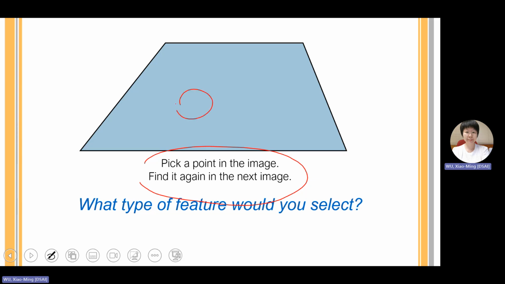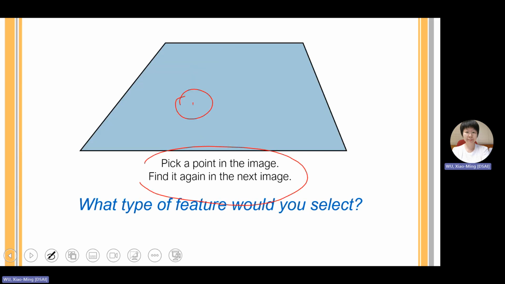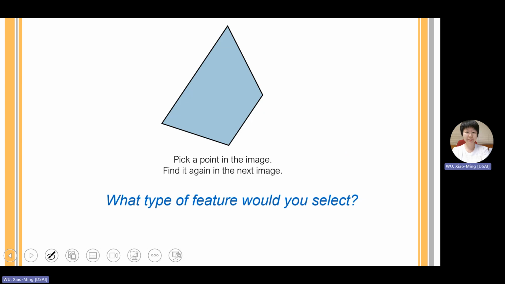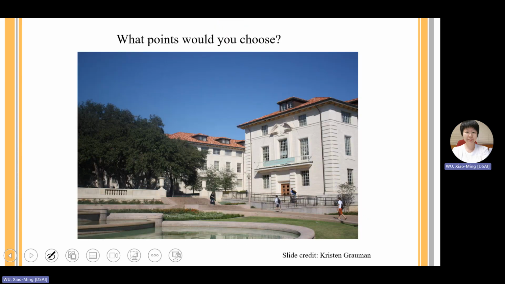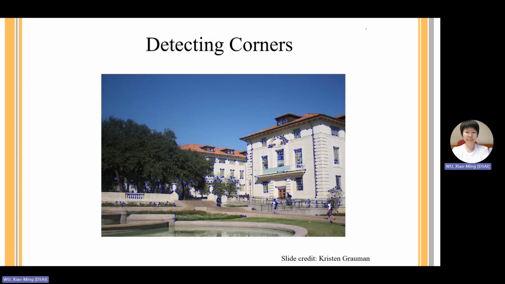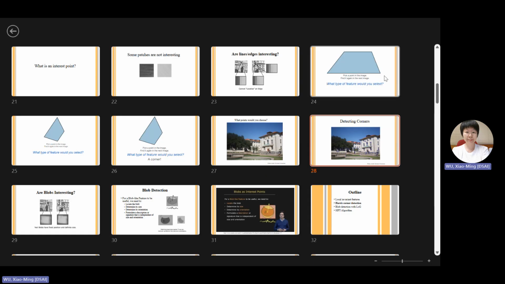Okay, if you pick this point, can you be able to identify it in the image? No. So maybe we should pick this corner, and we will easily identify it again in the image, right? So corners could be an interesting point. So corners are a kind of feature that are interesting, but corners themselves are not that interesting.